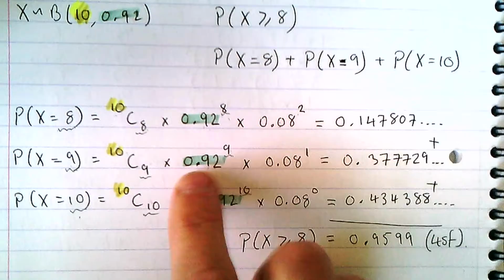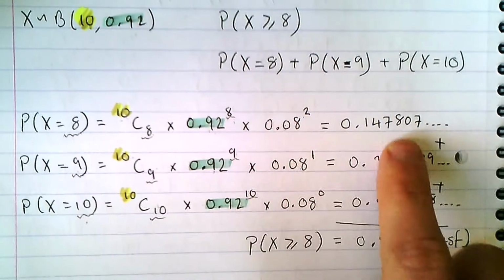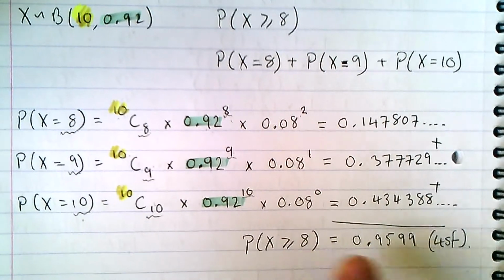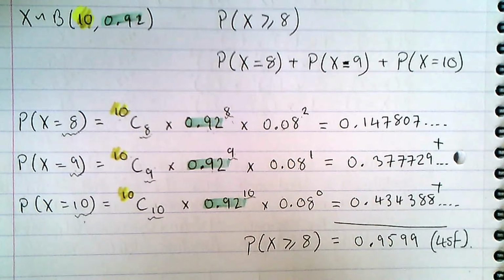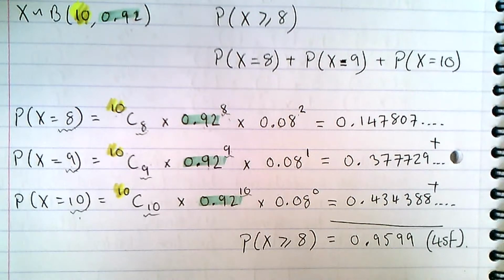Working all that out, you get a probability for each. We wanted greater than or equal to 8, so we added 8, 9, and 10 together. So I've got my 3 probabilities there that we added together. So we found our probability here was 0.9599 to 4 significant figures. Now, that seems okay if you're doing something like this, and maybe this is around about the limit of what I would want to do in terms of doing it manually.